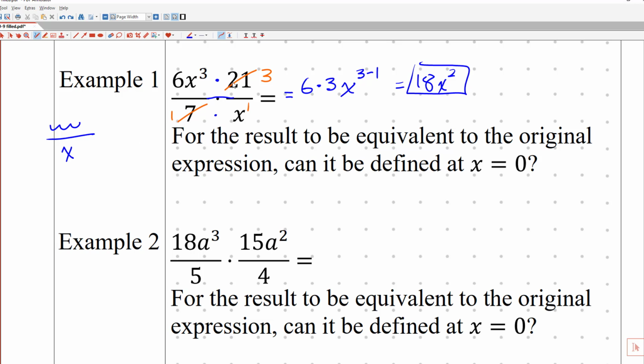So let's look at our equation and our answer. In our answer, there's no denominator, so we're safe there. But notice over here in the original problem, I had an x in the denominator before I simplified, so the answer here is no.